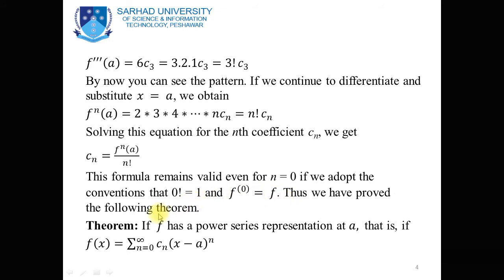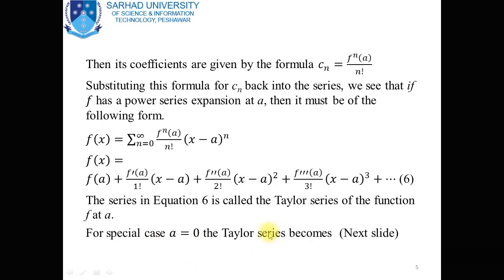Thus we have proved the following theorem: that if f has a power series representation at a, that is f of x is equal to sigma n is equal to 0 up to infinity cn into x minus a power n, this is actually the power series of the function f at x is equal to a, then its coefficients are given by the formula cn is equal to f power n at a divided by n factorial. This power n actually represents the derivative: 0 order derivative, first order derivative, second order derivative, third order derivative, and so on.